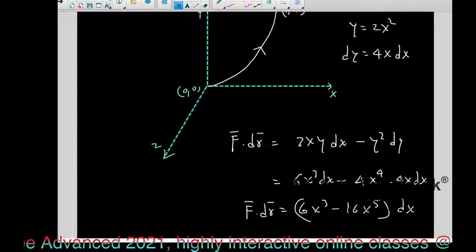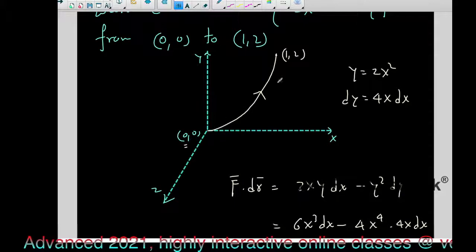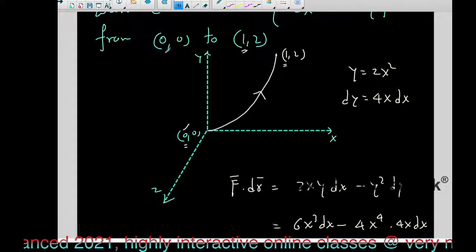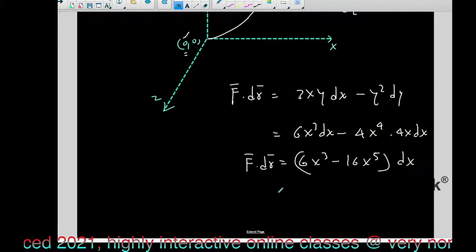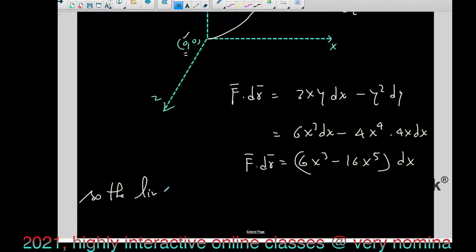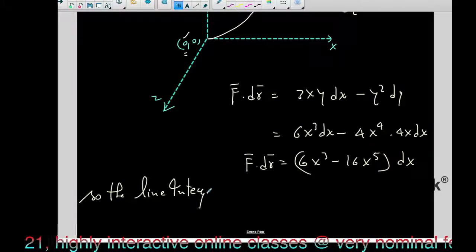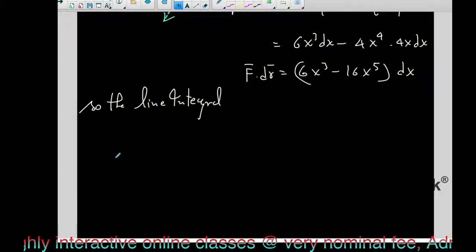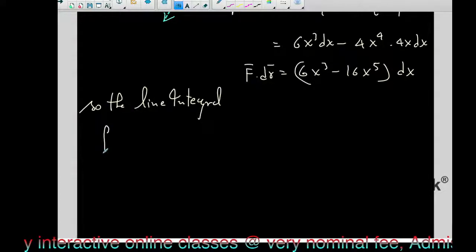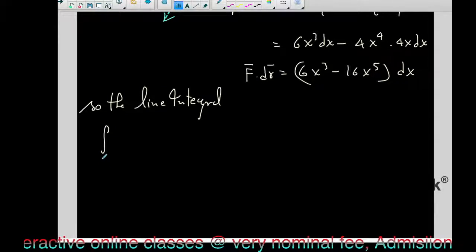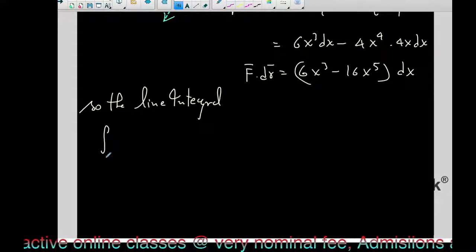Now, which limit do you have to put? You have to consider the x limit, the x coordinate. So 0 and 1, right? From 0 to 1 you have to integrate. Line integrals are along the curve, integration along the curve. And what it geometrically signifies, I have already shown in the previous lecture from the GeoGebra site.